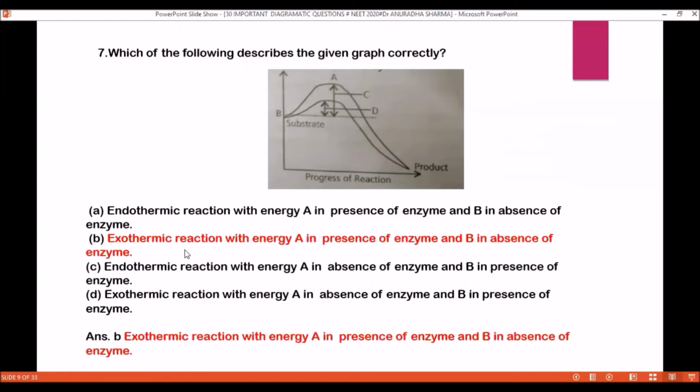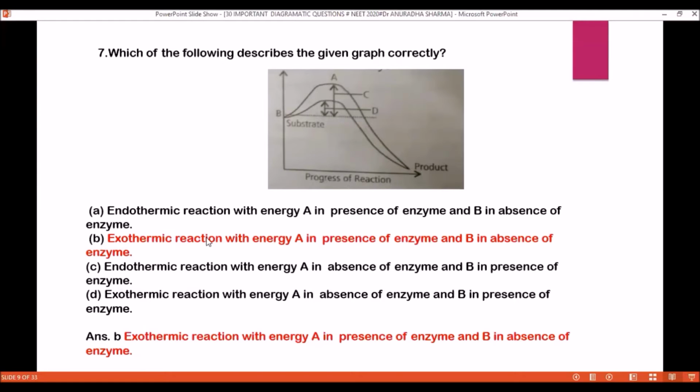Second is exothermic reaction with energy, A in presence of enzyme and B in absence of enzyme. Third is endothermic reaction with energy, A in absence of enzyme. And fourth is exothermic reaction with energy, A in absence and B in presence of enzyme. So option B, that is exothermic reaction with energy A in presence of enzyme and B in absence of enzyme, is correct.